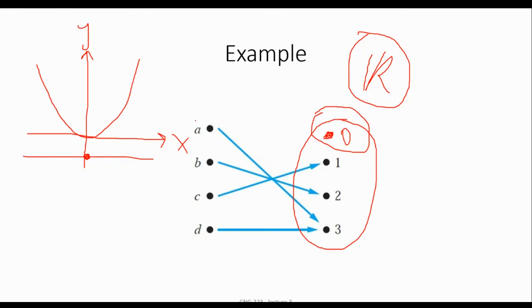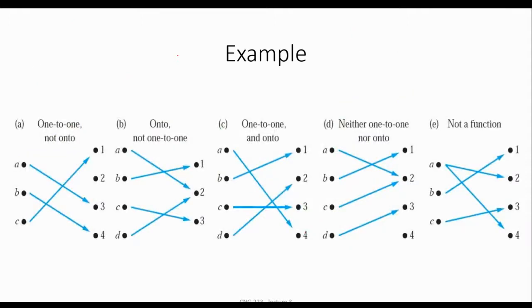But what if I define my range to be just y greater than or equal to 0? So I can even limit my range as well. If you do that, then with this condition this function is onto. So these two examples showed you that it's very important how you define your domain and your range. Because if you limit them, in some cases your functions could be one-to-one, in some cases they cannot be. The same story applies to onto.